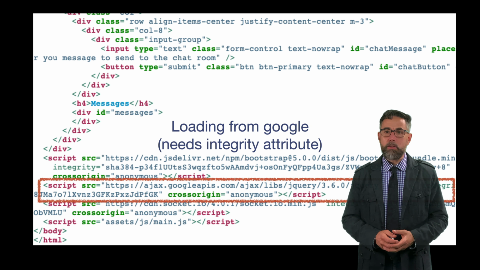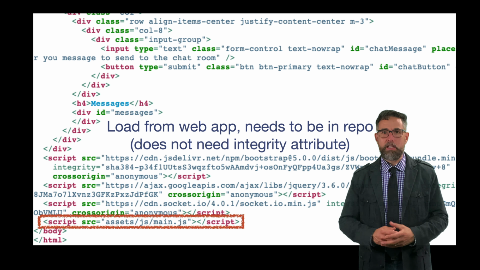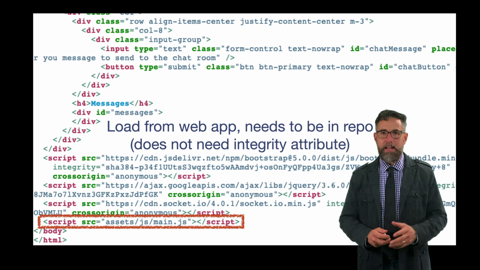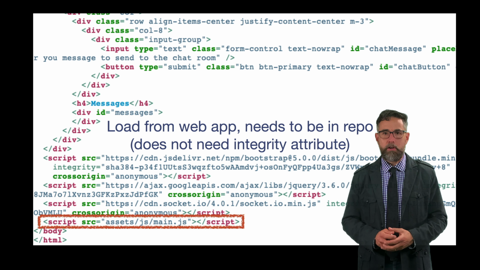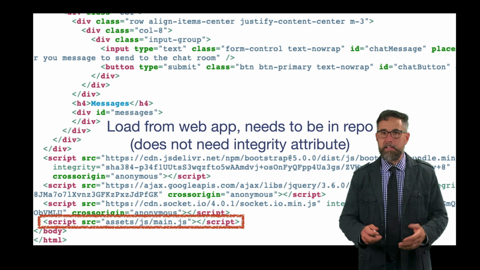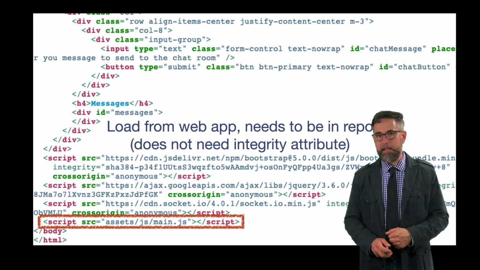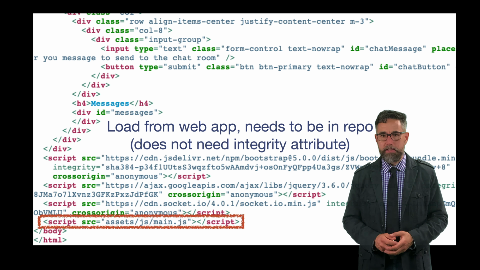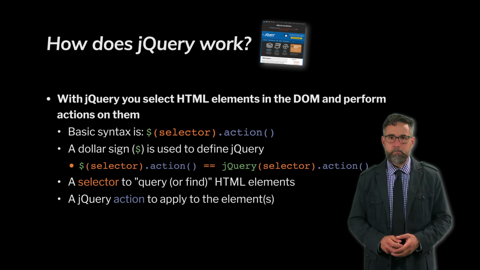Because this is coming from the same source as this whole file, as this index.html file is coming from, it's not necessary to have the integrity attribute. It's considered secure, not a security risk, to get a file from the same website. Three different examples: content delivery network, Google-hosted content, and then locally hosted content. The second one is the one that's getting jQuery in this case.